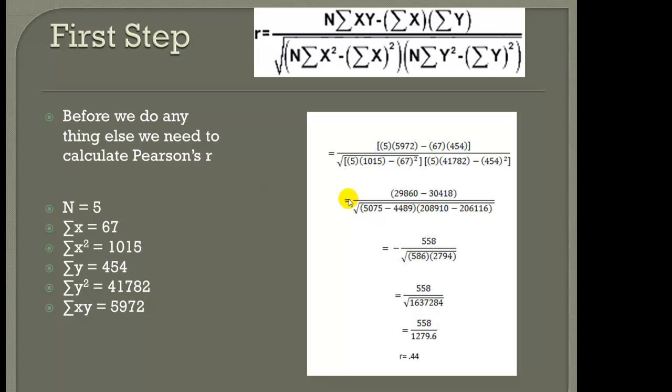We calculate that out, doing order of operation, we do this and this up here, giving us 29860 minus 30418 over the square root of, again, do the multiplication first, and then do this and this, and we get 5075 minus 4489, and 208910 minus 206116, sorry. And then if we calculate that out, we get 558 over the square root of 586 times 2794. Go calculate it out further, we get 558 over the square root of 1637284, and then we get 558 over 1279.6, and then finally r equals 0.44.